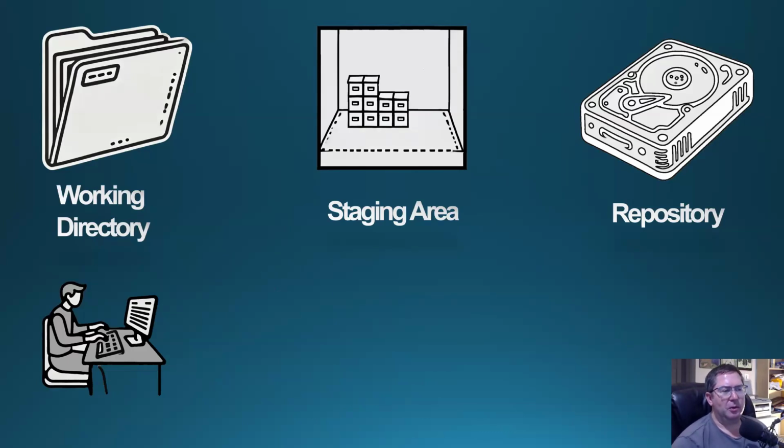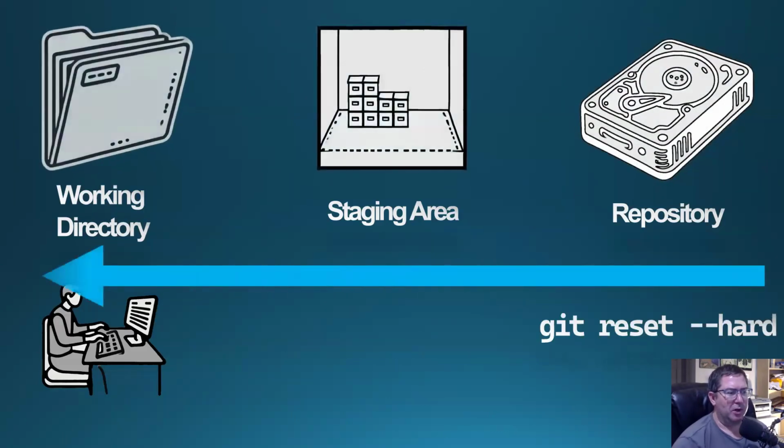Alternately, you can use git reset with the --hard flag to overwrite any changes in your working directory. This command forcefully resets your working directory and staging area to match the latest commit in the repository. Now, be cautious, as any uncommitted changes will be permanently lost when using this option.